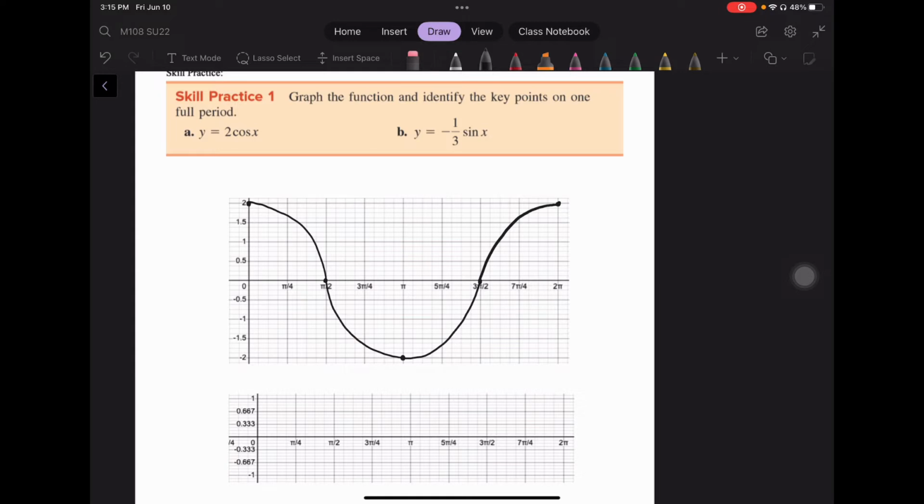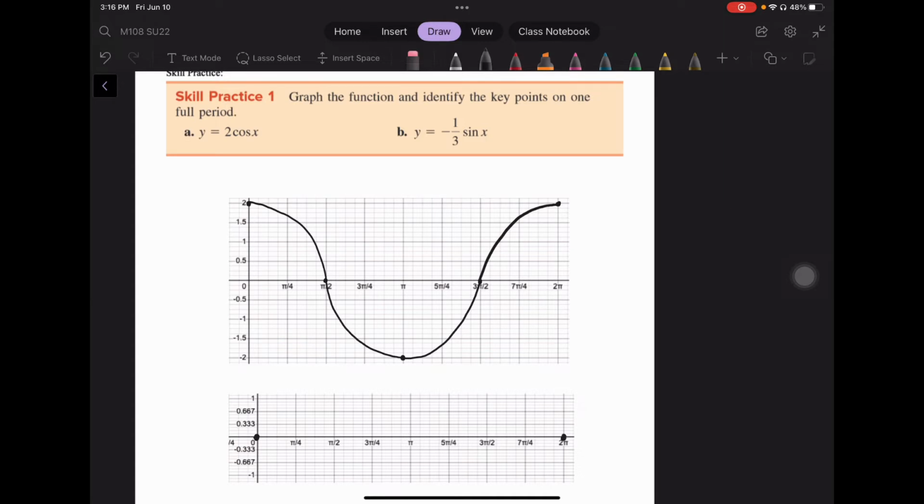Part B, the function y equals -1/3 sine x. Our amplitude is changed now, where we have a shrink instead of a stretch. So instead of going up to 1 and down to -1, we're only going up to 1/3 and down to -1/3. Sine starts at (0, 0). We don't have a phase shift. We're not translating left or right or up or down. So we're still going through the point (0, 0). We're still going to go through the point (2 pi, 0).